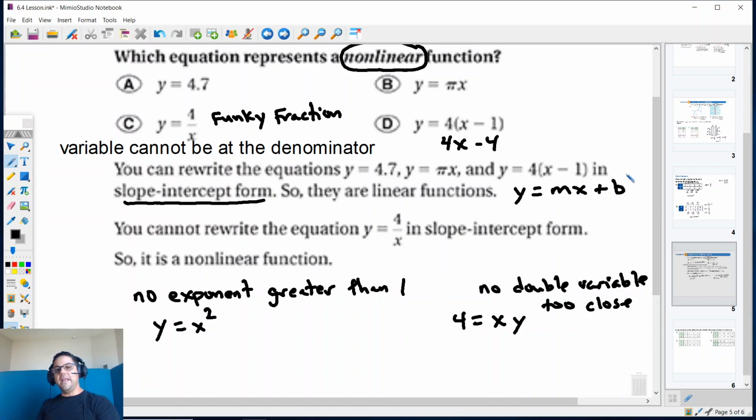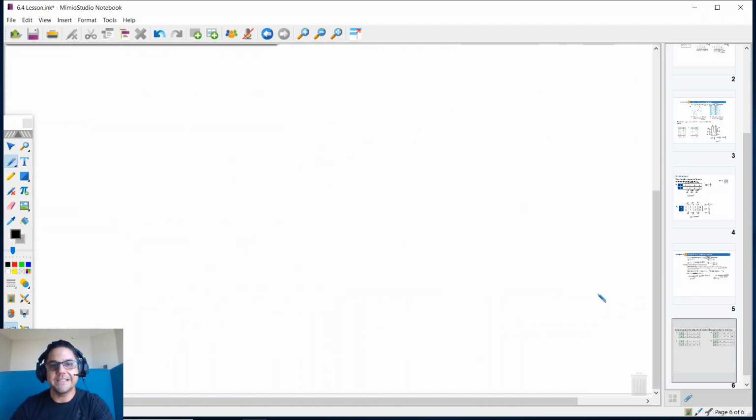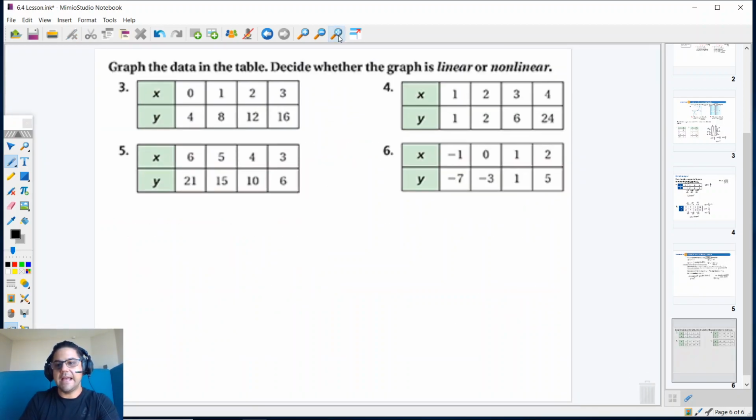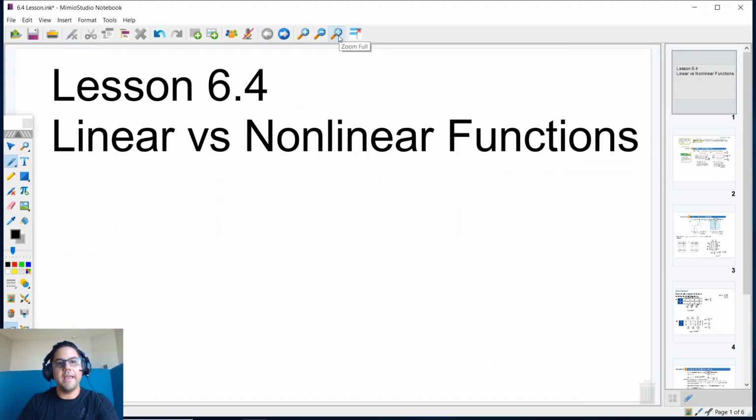So linear is going to be a nice slope-intercept form, y equals mx plus b. Nonlinear is going to be a funky fraction, exponent greater than 1, double variable too close. So again, can't have those too close. So if you have those 3 scenarios, then it's nonlinear. If it looks nice and neat, like a slope-intercept form, then it is linear. All right, we've talked about all 3 different types. I think we can skip that last data table there, and we'll be good.